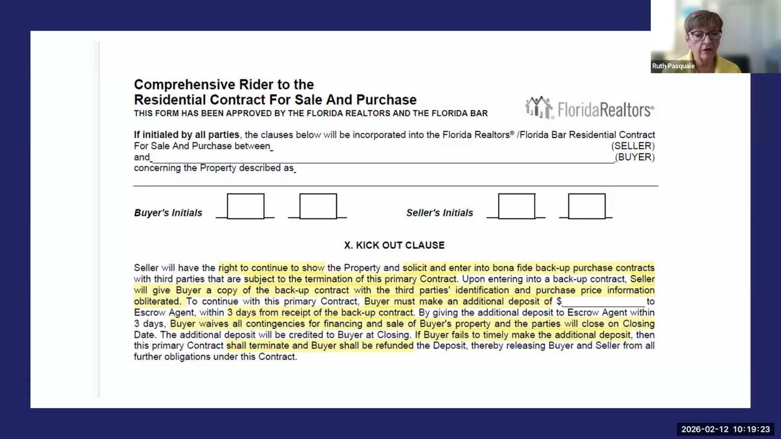The buyer has to make that second escrow deposit. So by giving the additional escrow deposit within 3 days, the buyer waives all contingencies for financing and sale of buyer's property and will close. Okay. And that additional deposit obviously is going to be credited to the buyer at closing. If the buyer fails to timely make the additional deposit, then this primary contract shall terminate and the buyer will be refunded the deposit. Okay. Is everybody clear? So what happens here is when the buyer is notified and then makes that deposit, their deal is protected. Okay.